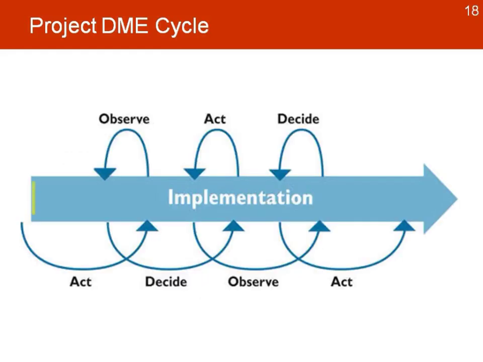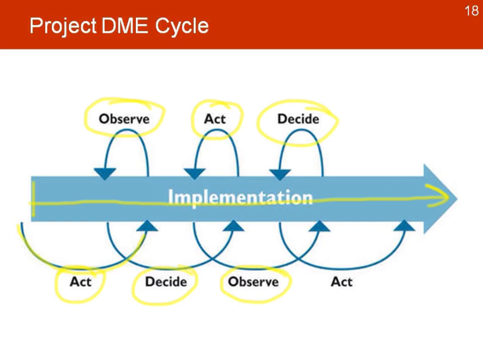We have usually a project with a timeline and an implementation. We do work. We act. The project will have certain activities. We monitor those activities. They inform us about changes, and we make decisions that will feed into the implementation and the changes that we need to do. We act again, we observe, and we decide.